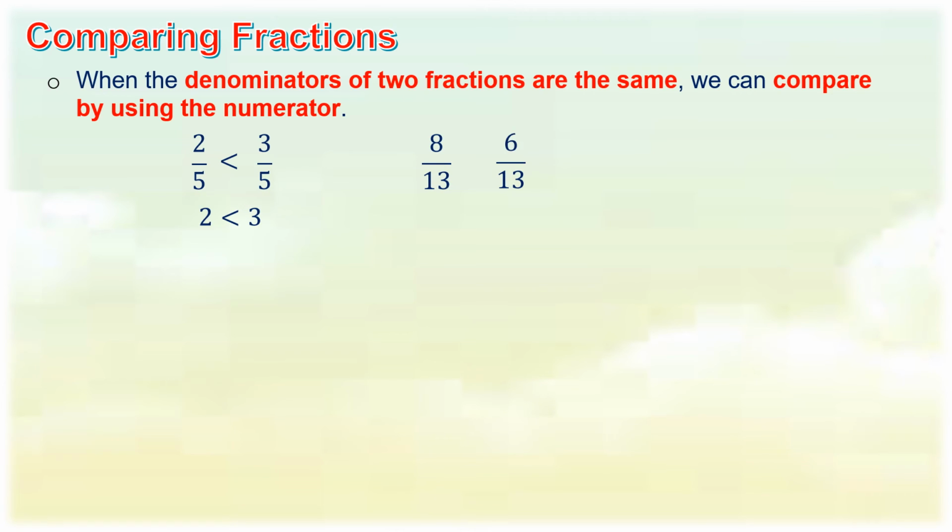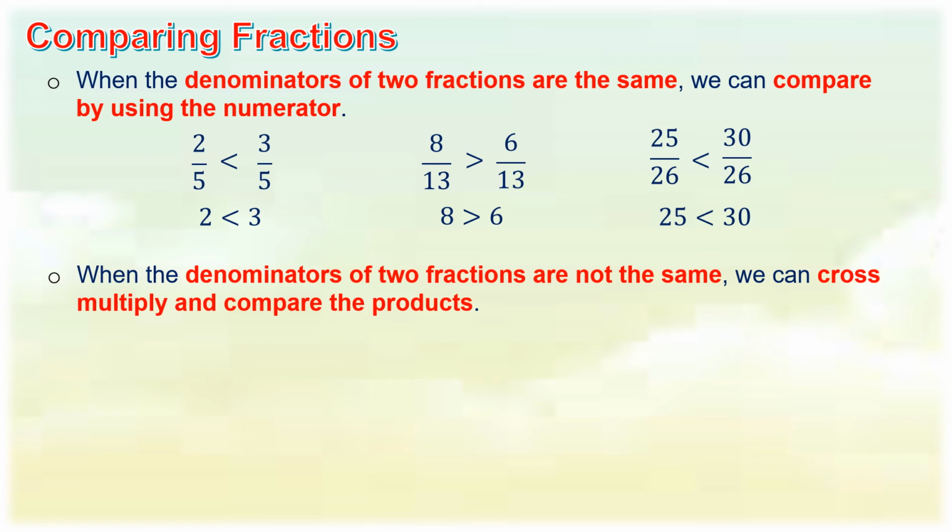How about 8 over 13 and 6 over 13? So since 8 is greater than 6, therefore 8 over 13 is greater than 6 over 13. How about 25 over 26 and 30 over 26? So 25 is less than 30, so therefore 25 over 26 is less than 30 over 26.